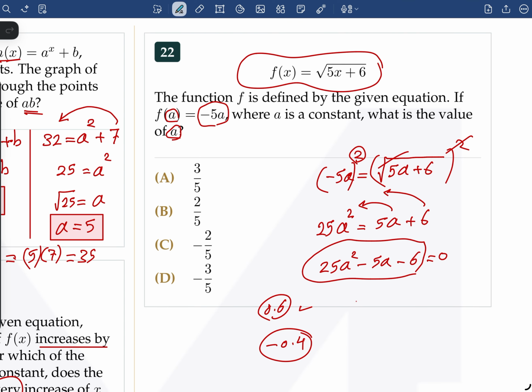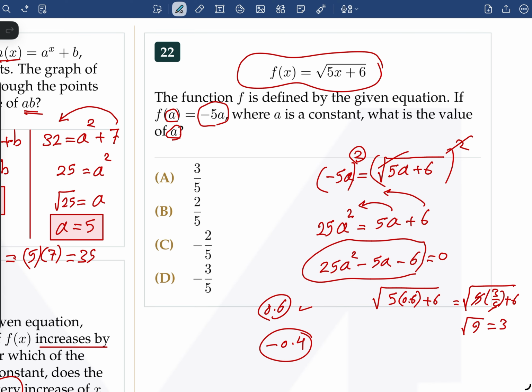Let's check this number first. F of x, we do not know the number, just leave it, and we write the square root of 5x plus 6, so 5 times 0.6 plus 6. Of course, this can be done using the calculator, because 0.6 is 3 over 5. So 5 times 3 over 5 plus 6. We cancel these, and we have the square root of 3 plus 6. 3 plus 6 is 9. The square root of 9 is equal to 3. So now we have 3.